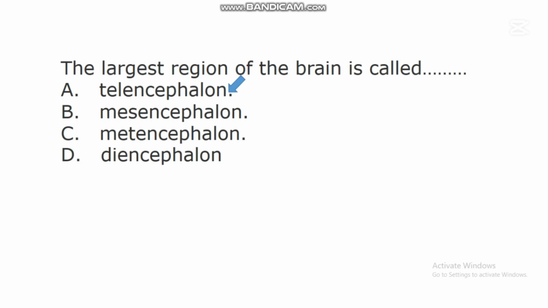Telencephalon is the largest region of the brain. Research has shown in neurological studies that the brain has many regions. There are different divisions or regions of the brain, and the largest region of the brain is called telencephalon.